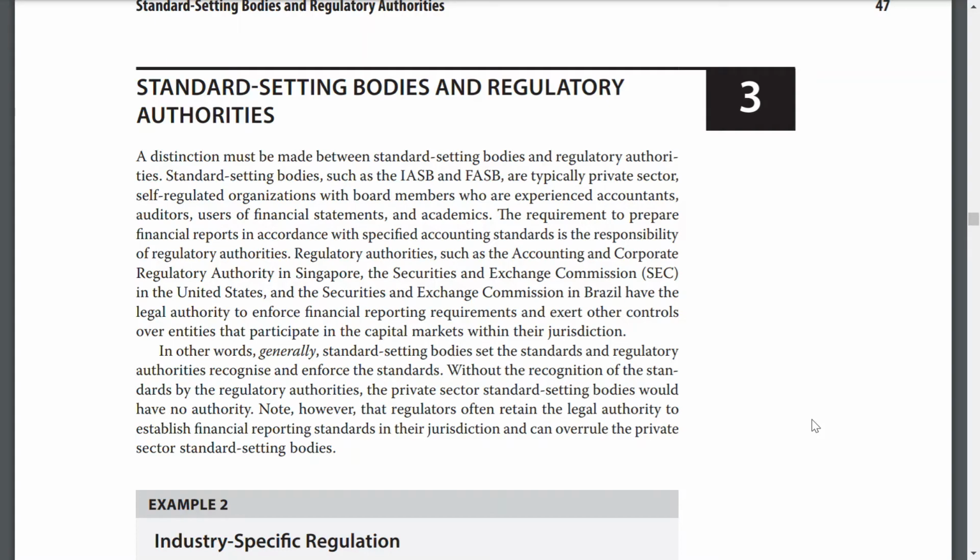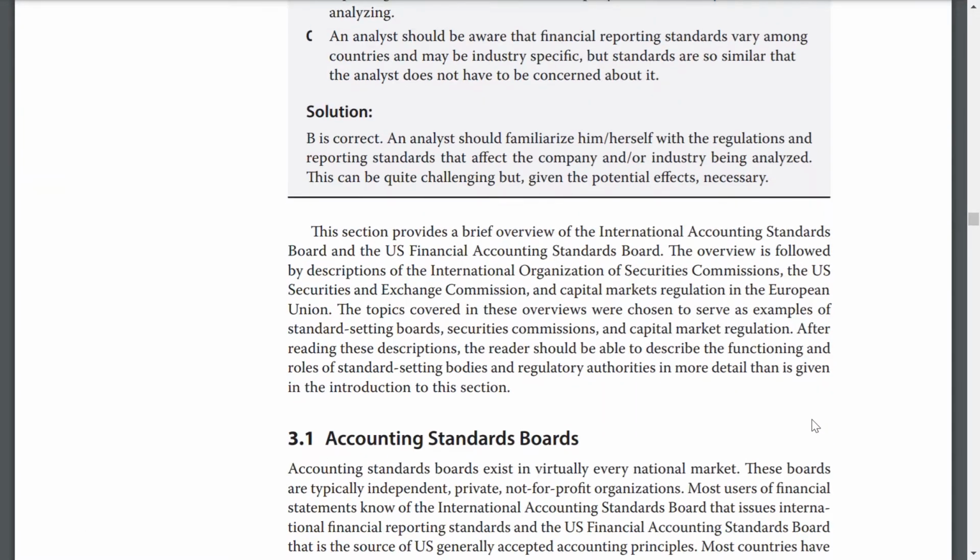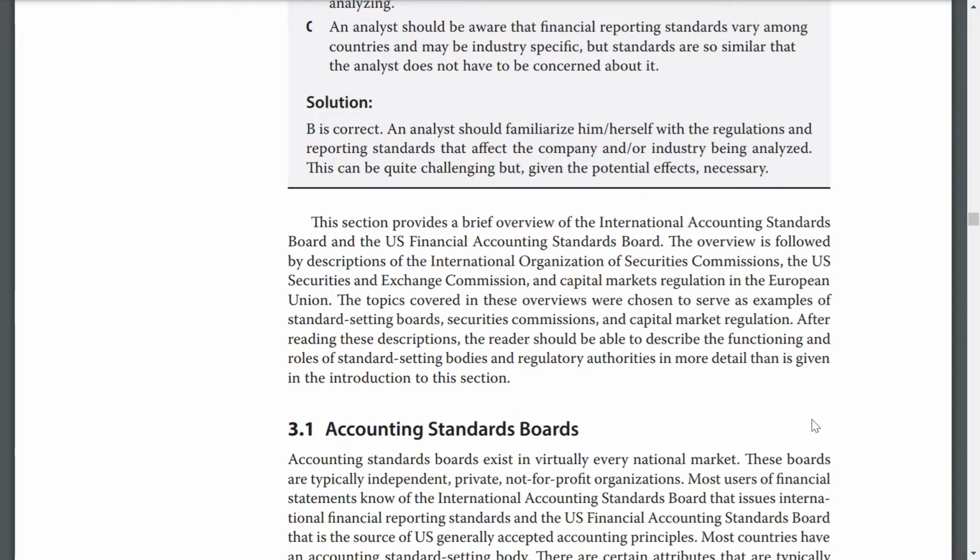This section provides a brief overview of the International Accounting Standards Board and the U.S. Financial Accounting Standards Board. The overview is followed by descriptions of the International Organization of Securities Commissions, the U.S. Securities and Exchange Commission, and the capital market regulation of the European Union. The topics covered in this overview are chosen as examples of standard-setting bodies, securities commissions, and capital markets regulations. After reading these descriptions, the reader should be able to describe the functions and roles of standard-setting bodies and regulatory authorities in more detail than is given in the introduction to this section.